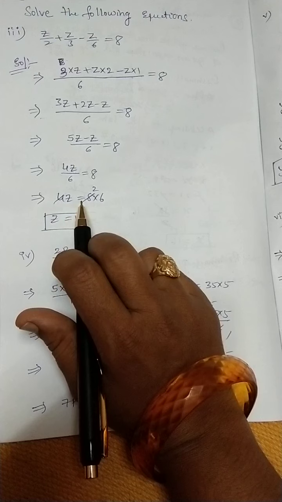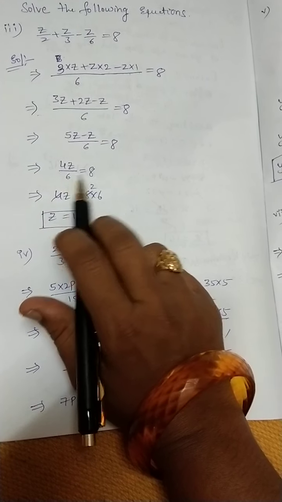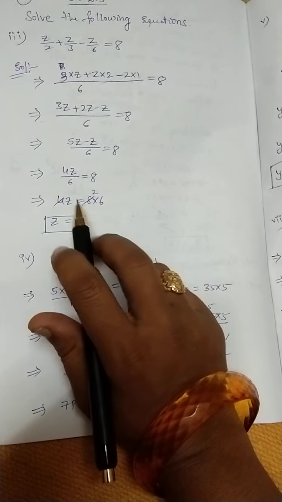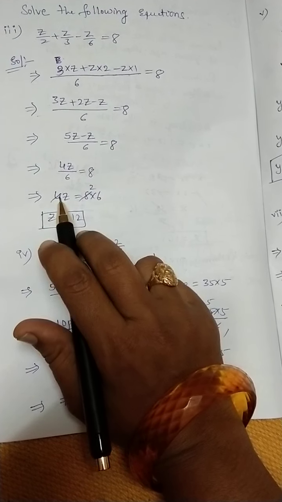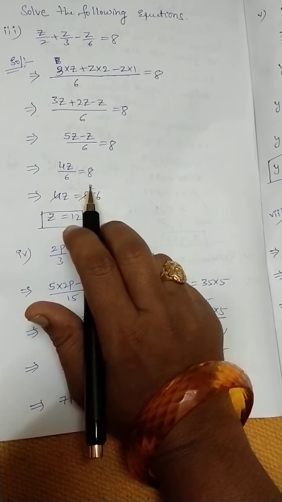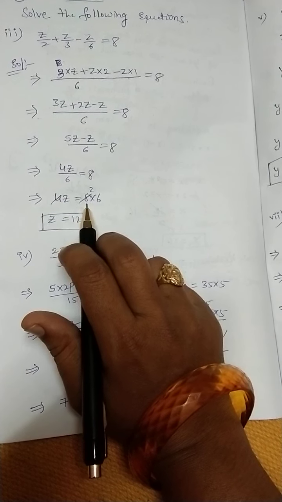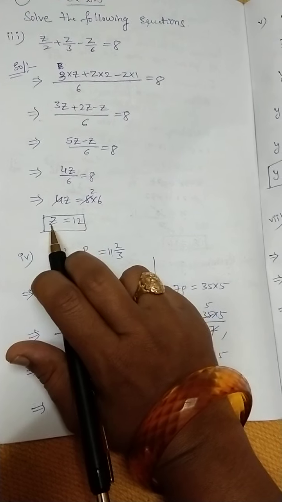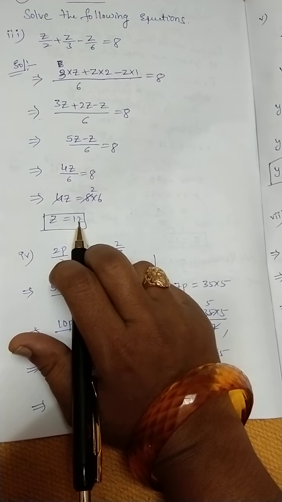Now 4z is equal to 8 into 6. Transpose of division becomes multiplication. So now you have to do the cancellation. 4 ones are 4, 4 twos are 8. Now into 6 is there. 2 sixes are 12. So z is equal to 12.